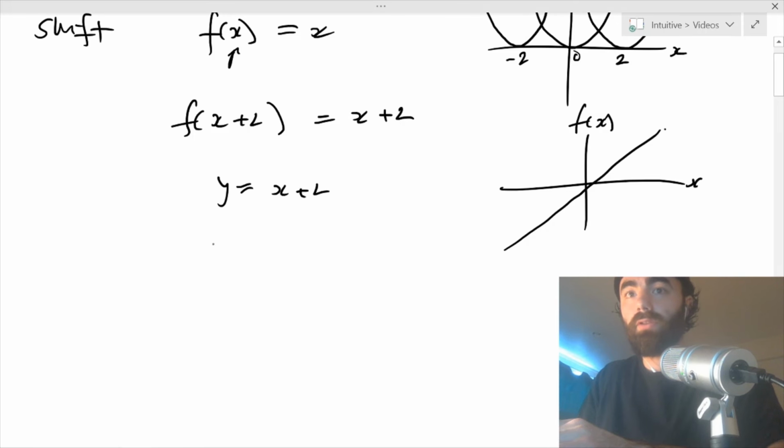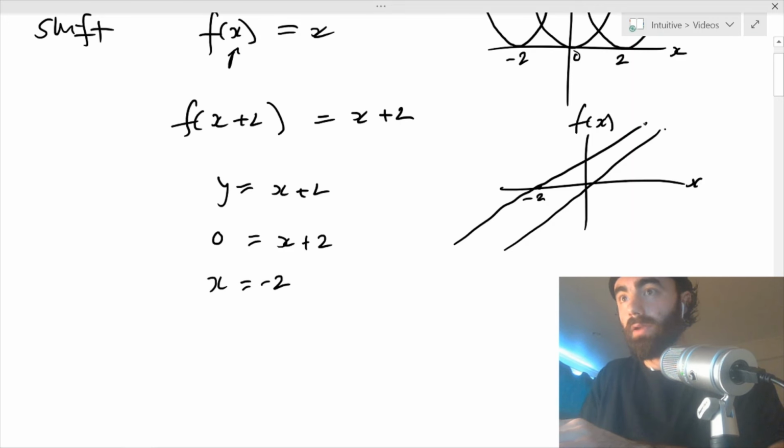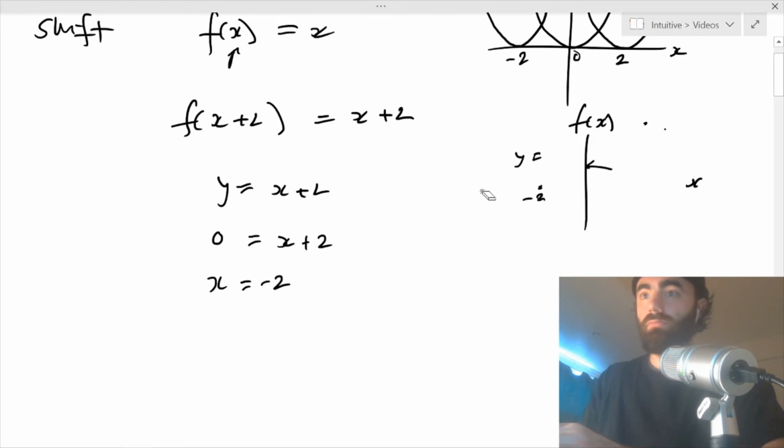When y equals 0 here, what will our x equal? Well, x will equal negative 2. So that means it passes through this point. So that would be our y equals x plus 2. Okay, and again, it shifted this line minus 2.